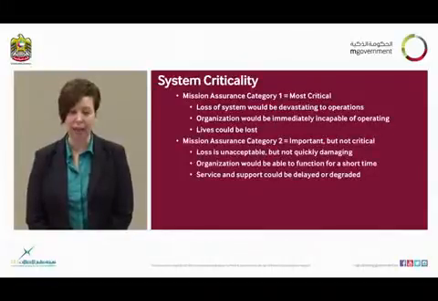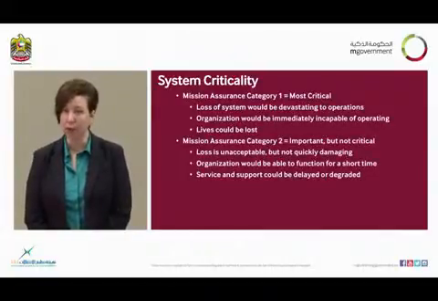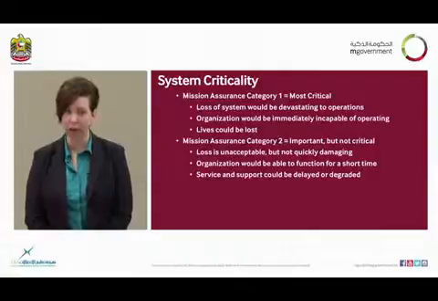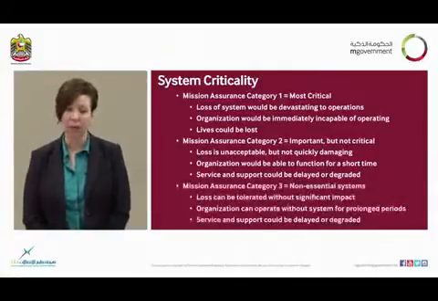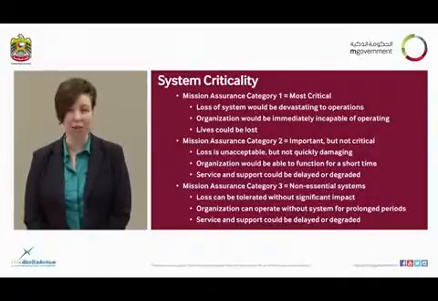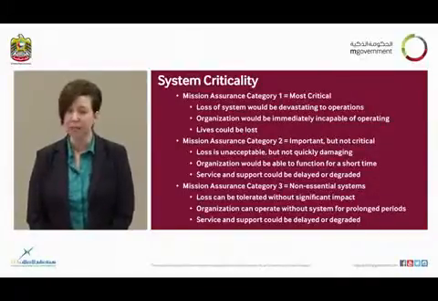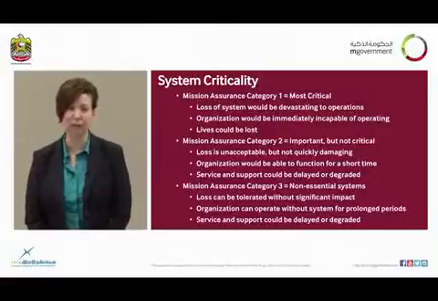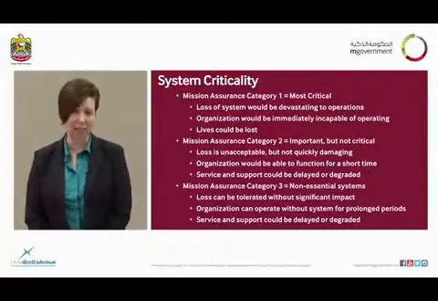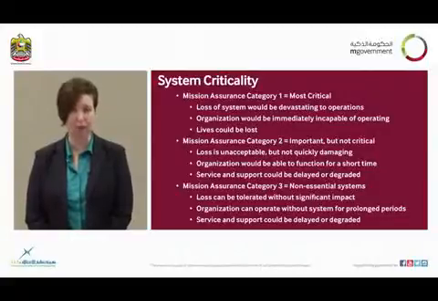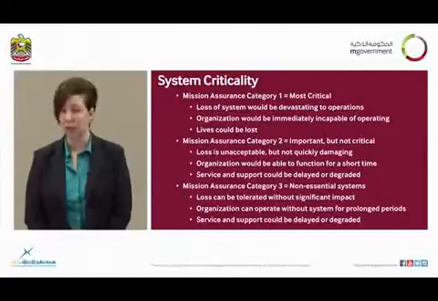Mission Assurance Category 2 are also important, but they're not critical to operations. And likewise, Mission Assurance Category 3 includes non-essential systems. Systems in this category include things like email. They're non-essential because I know I can still complete transactions and do work for my organization through other means, such as the telephone.